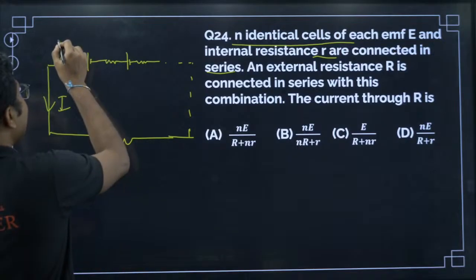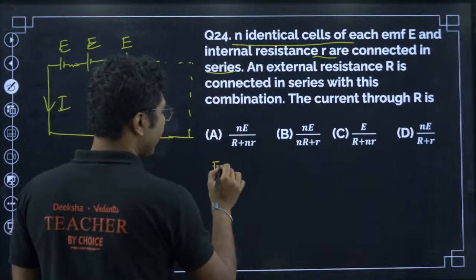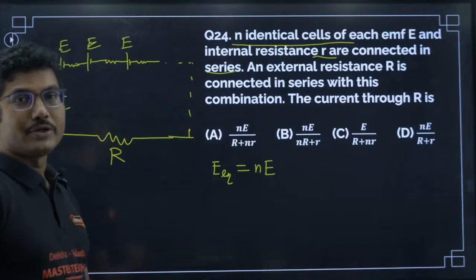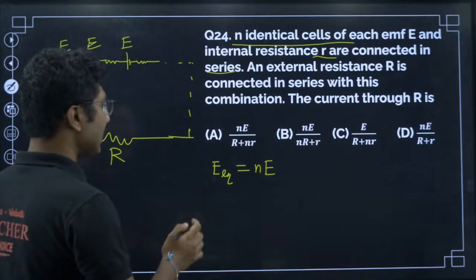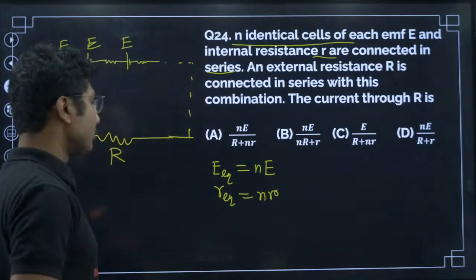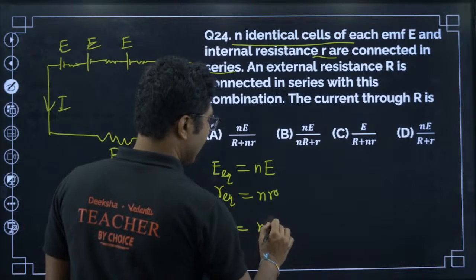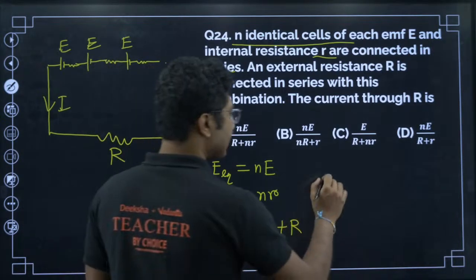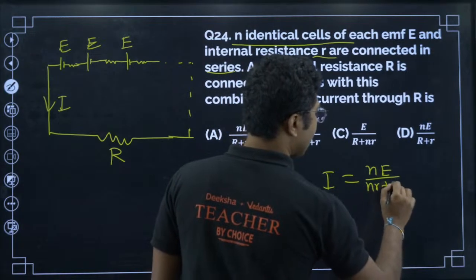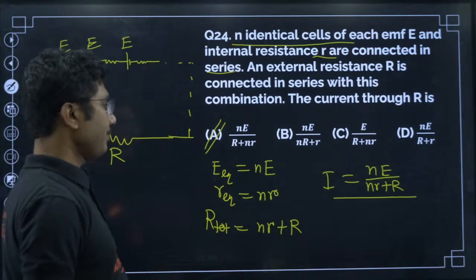All the EMFs are connected in series. So in series, what is the equivalent EMF? The equivalent is n into E. What is the equivalent resistance of the cells? The equivalent resistance is n into r. What is the total resistance? The total resistance is the internal resistance plus the external resistance. So what is the current? The current is nE divided by (nr plus R). So option A is correct.